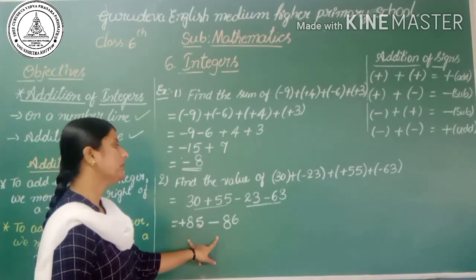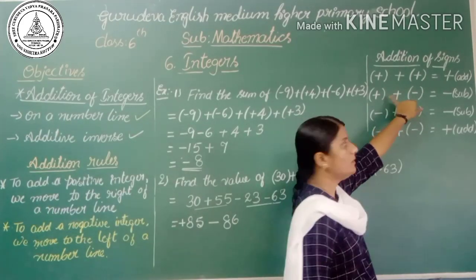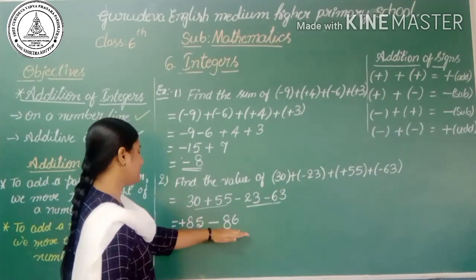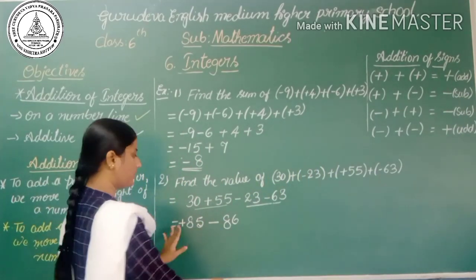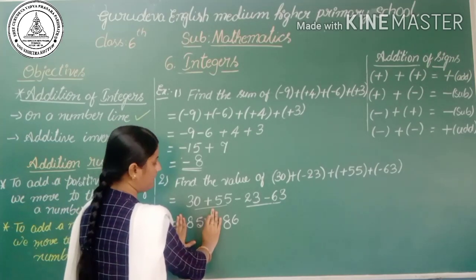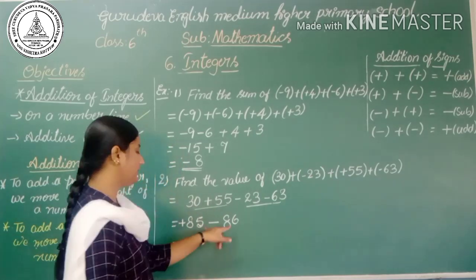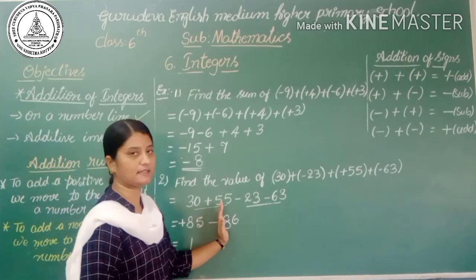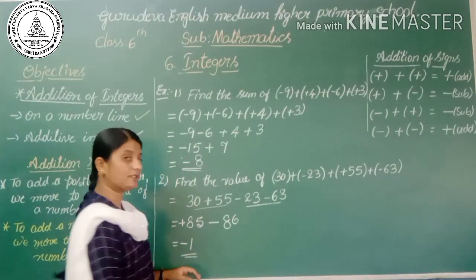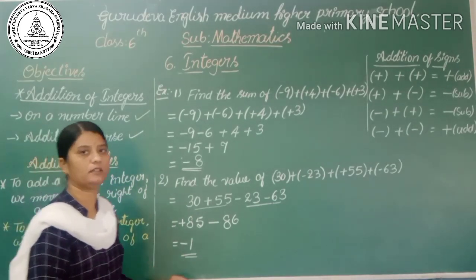What do we have to do? One integer is positive and the other is negative, so we have to subtract. It is 86 minus 85. While subtracting, you have to ignore the signs of those two integers. 86 minus 85 is equal to 1. Of these two numbers, 86 has the greater value, so we keep that sign at the prefix of the sum. Is it clear?